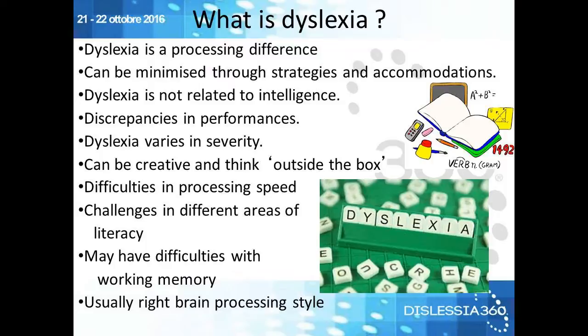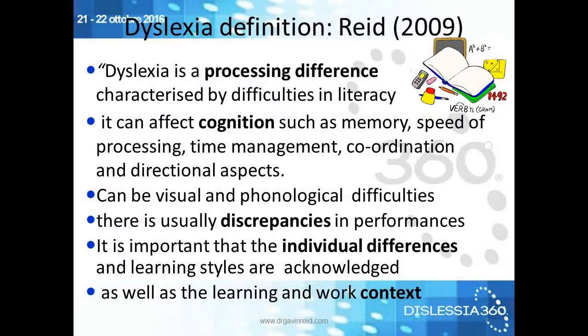My definition of dyslexia, which is in most of my books, and as just what I've said already, it's a processing difference. So it's not really a deficiency or a disability, or it might not even be a difficulty. It's a difference in how they process information. And we've got to identify what that difference is and see how we can accommodate for it. It affects cognition, like memory, speed, processing, time management, and so on. There will be discrepancies. I had someone just a few days ago who had real difficulty with all aspects of reading, but his maths was in the superior range.